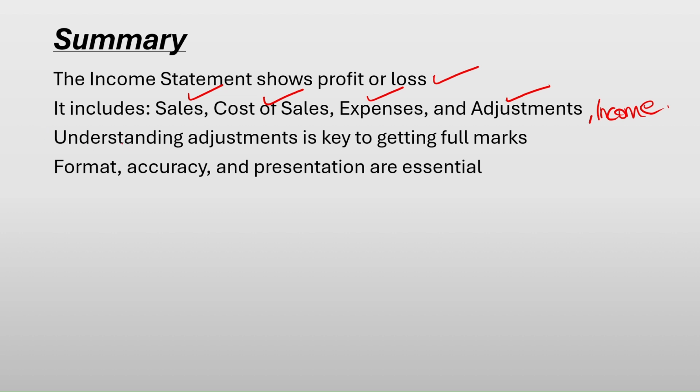Then the third one, understanding adjustments is key to getting full marks, guys. Remember that if you understand your adjustments, you are going to be able to record things in the correct places. Because sometimes we do not get full marks because we record our adjustments in wrong places. So make sure that you remember that. Then the last one, like I said, format, accuracy, and presentation are essential. Your dates, your adjustments, your calculations need to be precise, guys, for it to work out for you, right? So that's basically the tips and the quick summary that I can give you.